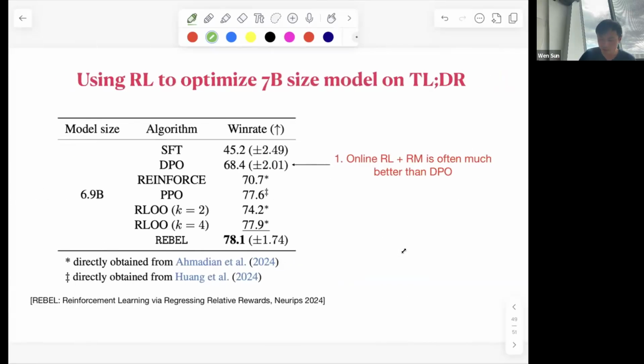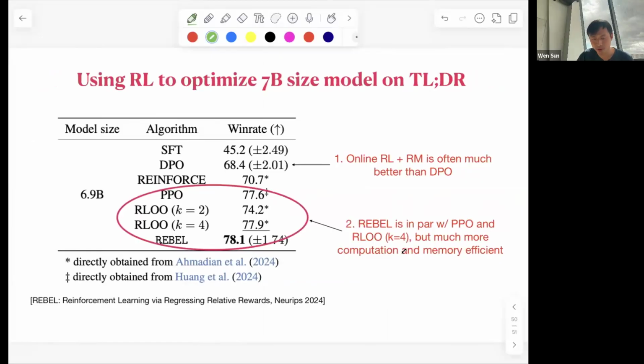But if you compare DPO's performance to these online RL algorithms, REINFORCE, PPO, RLOO, and REBEL, you will see that online RL plus a reward model, where the reward model is trained on the same preference data that we use to train DPO, is often better than DPO. Actually by a margin, if you look at PPO's performance and RLOO with k equal to 4's performance. Okay, this is the first message. The second message is that if you compare REBEL to PPO and RLOO with k equal to 2 and k equal to 4, REBEL is on par or slightly better than these baselines.